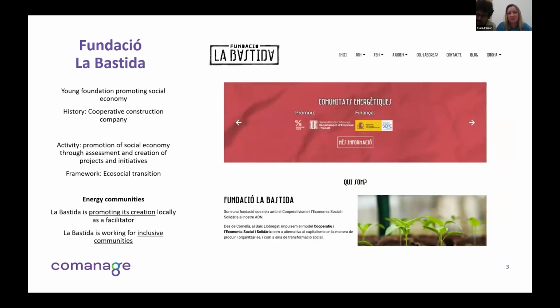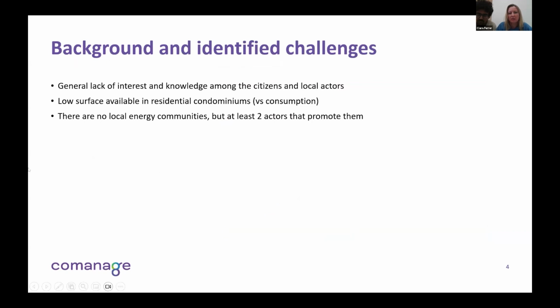This background is interesting because our foundation is quite recent, and it comes from a cooperative that was a construction company, and they believed in this cooperative model. So when they closed the company, the funds supported this new foundation, whose main activity is to promote social economy in terms of cooperation, but also aligned with the values of the eco-social transition. As regards energy communities, we have the role to promote them and support the groups as a facilitator, and we are developing an inclusive vision because we need and we want to include different cultures and points of view in the communities and empower people that are usually less privileged or with fewer opportunities.